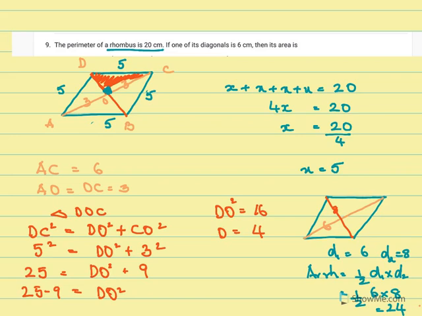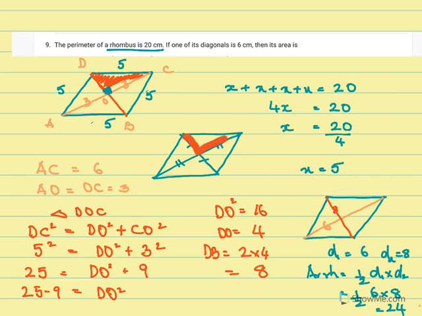To go over this again, we had DO as 4, and DB, the whole diagonal, will be 2 into 4, which will be 8. So two things we have learned here. In a rhombus, we have the two diagonals which cut exactly at the center. This is equal to this, this equal to this, and here we can always use Pythagoras theorem. We'll have this square here, 90 degrees, and we can use Pythagoras theorem.